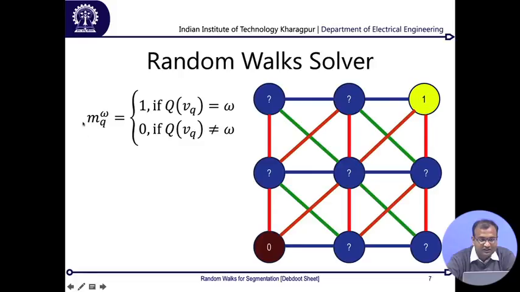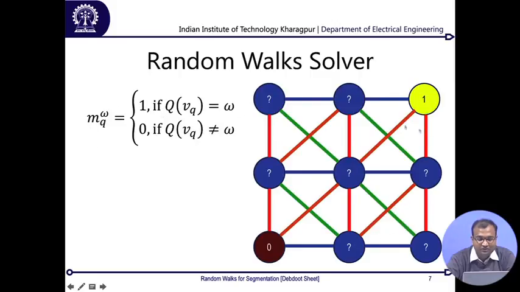Now, from there, we define another matrix, which we call M. Q is the index for each of the nodes present in this particular graph. I am going to define it as a 0-1 relation based on which class I am defining it for. So, if I am defining M_Q for the yellow class, then all the nodes that are truly marked as belonging to the yellow class will be given a value of 1, and everything else will be given a value of 0.